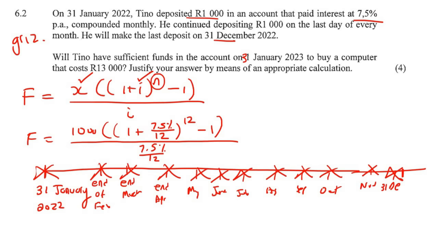Right. Let's see what we get here. Okay. This guy ends up getting 12,421 Rand and 22 cents. So he's not going to have enough money. So does not have enough.